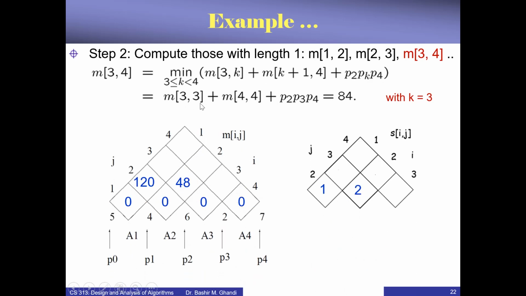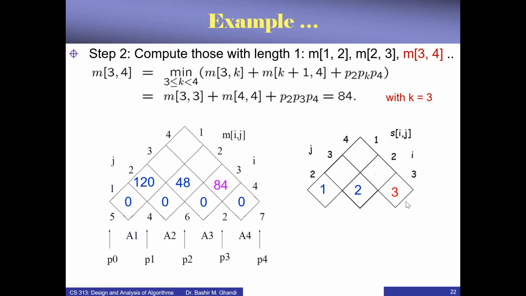Okay, M33 is 0, and so also M44 is 0. So all we need to worry about is P2 times P3 times P4. P2, P3, P4: 6 times 2 times 7. So 84 will be stored there. The value of k is 3. So that's what you have there. Good. So we have solved all the problems of length 1.